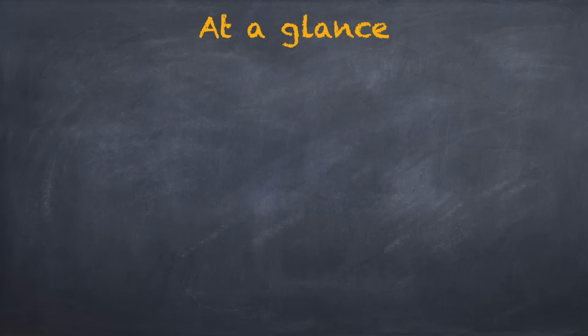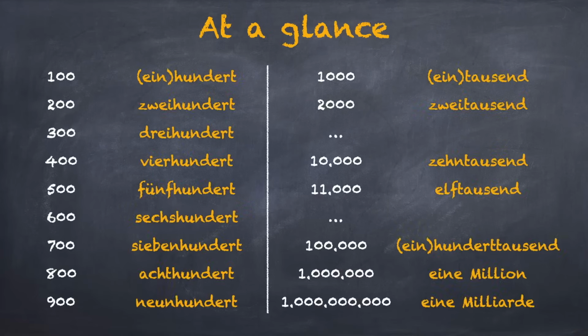Now let's quickly summarize. 100, 200, 300, 400, 500, 600, 700, 800, 900, 1000, 2000, 10.000, 11.000, 100.000, 1.000.000, 1.000.000.000. Hope you can now write or speak any number in German.